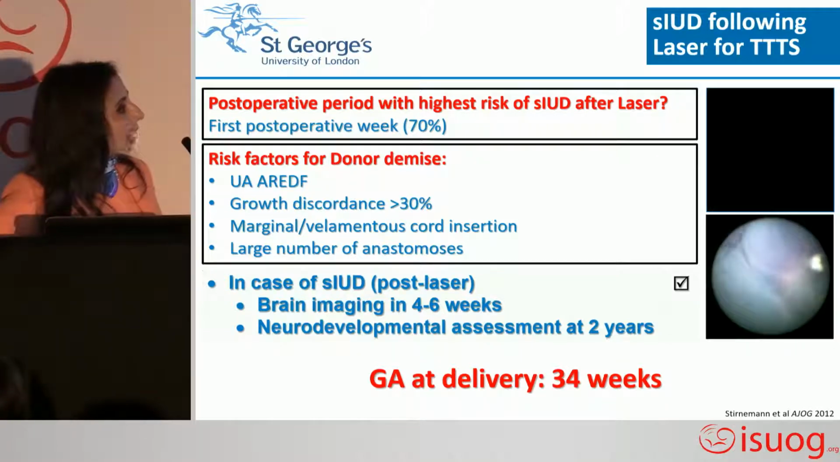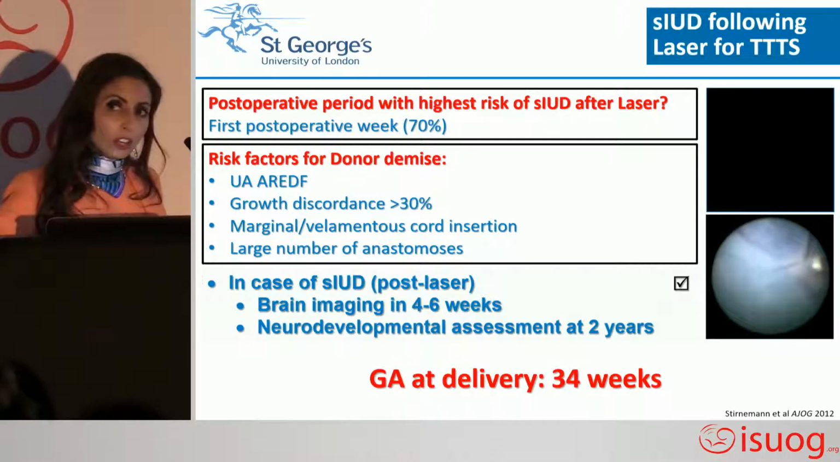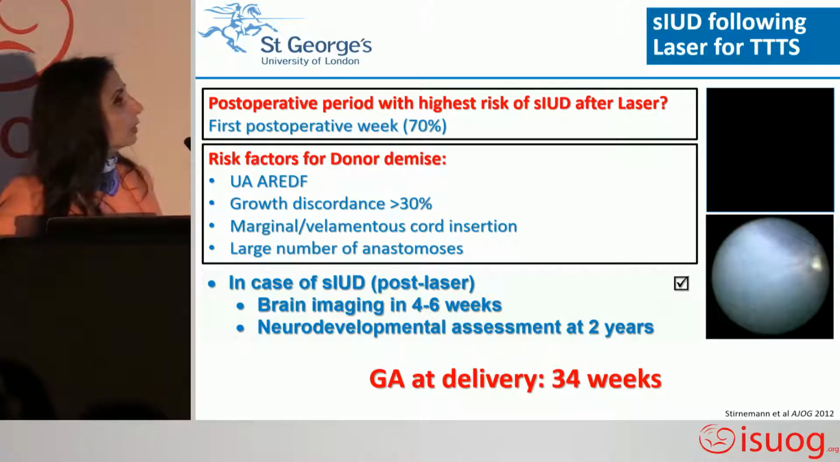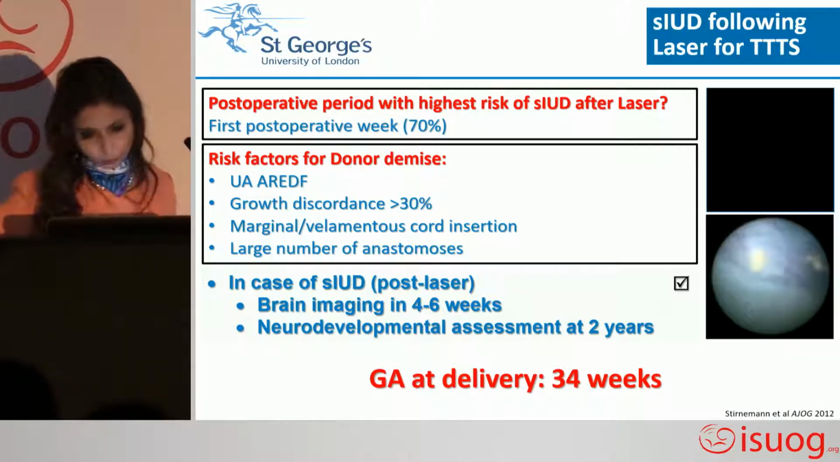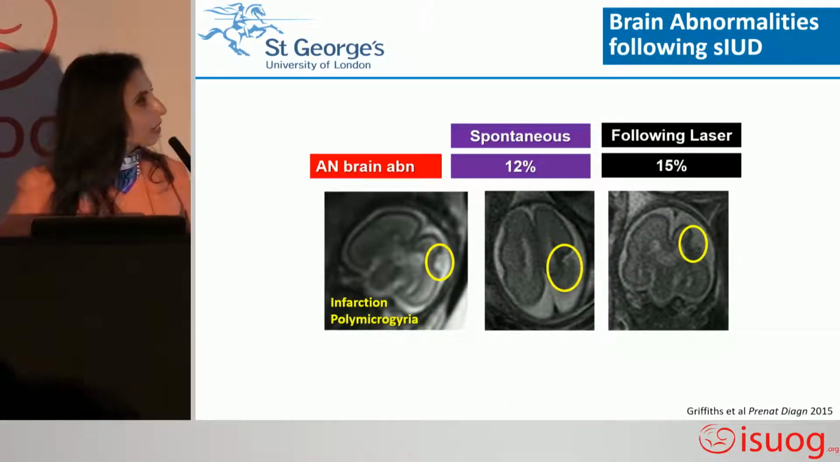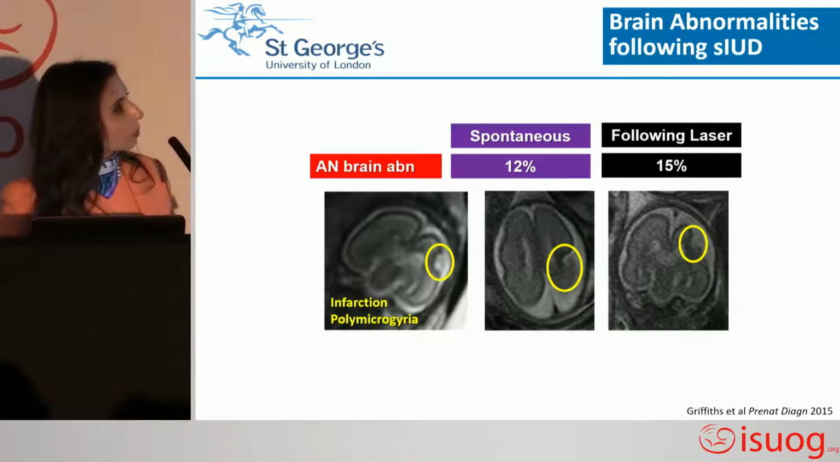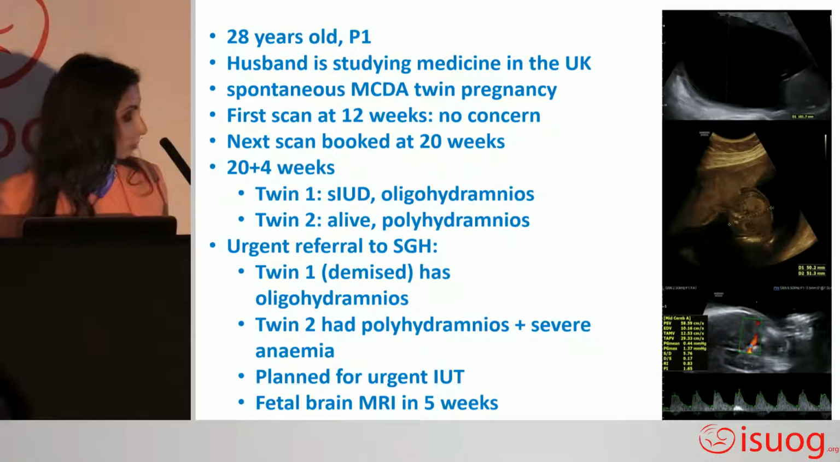And the risk factors are if you have abnormalities in the umbilical artery Doppler, so absent or reverse end diastolic flow, if you have large discordance, 30% or more, if you have marginal or velamentous cord insertion, and if you have many anastomoses that you have to laser during the surgery. And again, I mentioned that yesterday, the risk of brain abnormalities is similar whether the single intrauterine demise occurs after the laser for TTTS or is actually a spontaneous single intrauterine demise. They both are at risk.